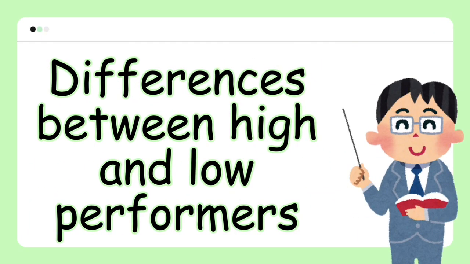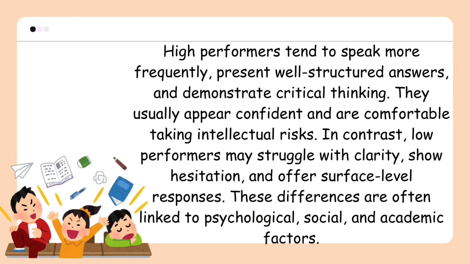Let's go to the differences between high and low performers. High performers tend to speak more frequently, present well-structured answers, and demonstrate critical thinking. They usually appear confident and are comfortable taking intellectual risks. In contrast, low performers may struggle with clarity, show hesitation, and offer surface-level responses. These differences are often linked to psychological, social, and academic factors.